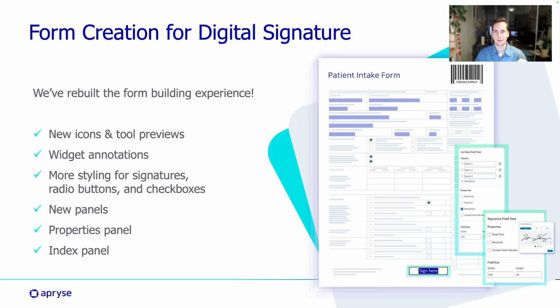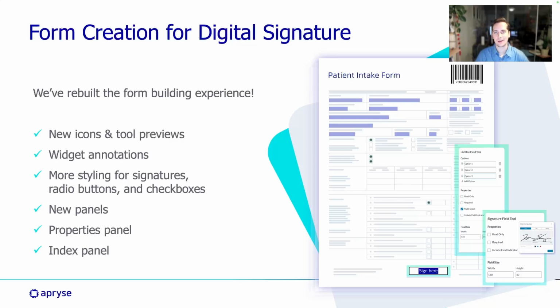Tool previews when you hover over the canvas with a default size, so you can still drag and drop it, but you can edit that in the properties panel. Widget annotations are now the default. Previously, when you'd place a form on the page, it would be a grayed out box and you'd need to press apply fields to turn it into an interactive widget annotation. You no longer need to do that.